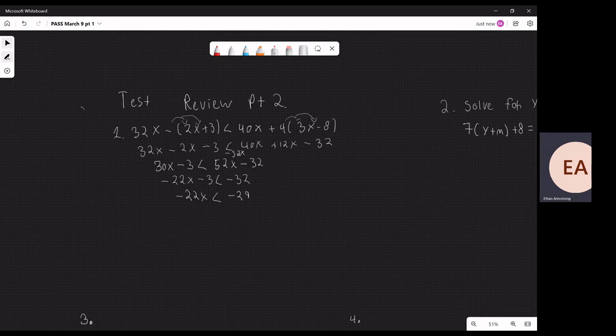And then finally, we just have to divide by negative 22. And what you have to remember is whenever you divide an inequality by a negative number, you have to flip the sign of the inequality. So instead of a less than sign, it is now x is greater than 29 over 22, which is approximately 1.32.